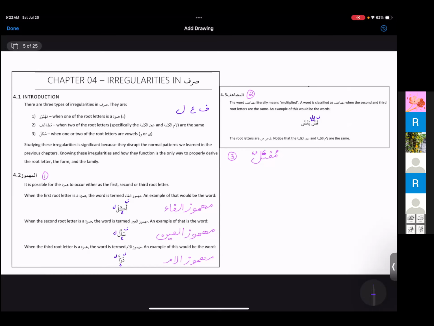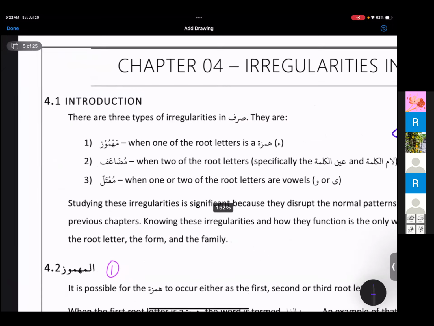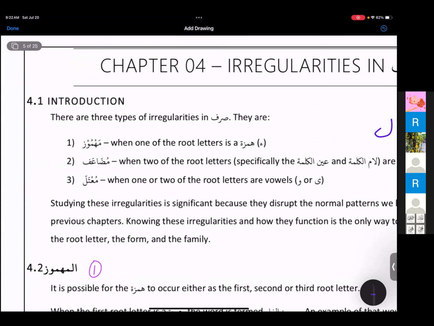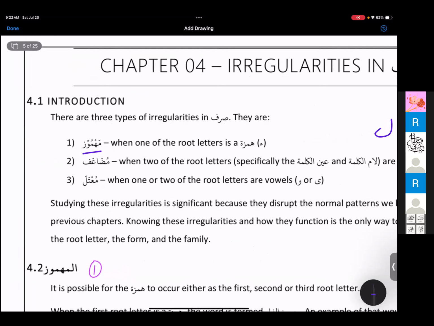There are going to be three types of irregularities in sarf. How many kinds of irregularities are we going to look at? Three. What are they? The first one is called mahmoos. Any idea what mahmoos is? A word with a Hamza, a Hamza at the first. What is the sarf pattern, what siga is it? Mahmoos is isme maf'ul, like mansoob. Mahmoos means something containing Hamza. This is from Hamza.